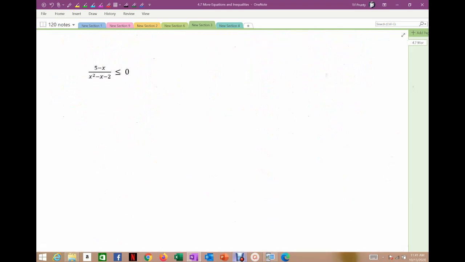So this one's a little easier because it's already set up for me. I don't have to do any moving around, so all I have to do is graph this piece, and I want to find where it's less than or equal to 0. Alright, so again I need to find my zeros and my vertical asymptotes. VA, vertical asymptotes. So I'm going to go ahead and graph it.